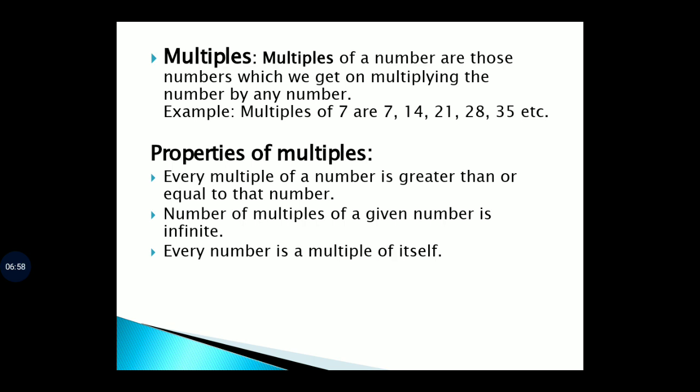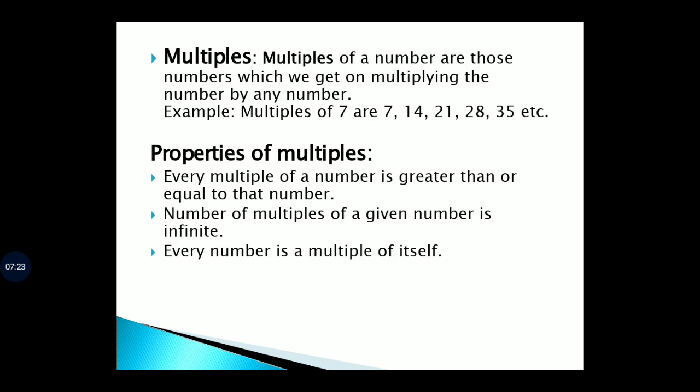Now let us move on to the properties of multiples. Every multiple of a number is greater than or equal to that number. Yes, as you can see here, multiples of 7 are 7, 14, 21, 28, 35 and so on. That means multiples of 7 are equal to 7 or greater than 7.